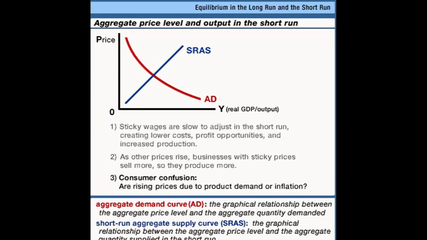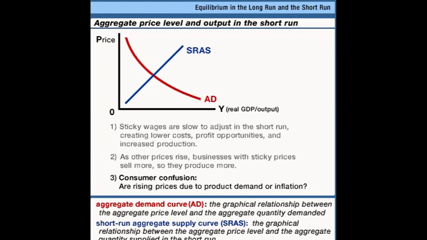So let's look then, when we put these two curves together, at the point where they cross, because this is short-run macroeconomic equilibrium. The point where they cross is a price level, and let's call this P sub 0, and a level of real gross domestic product, let's call this Y sub 0, where the economy is in equilibrium.